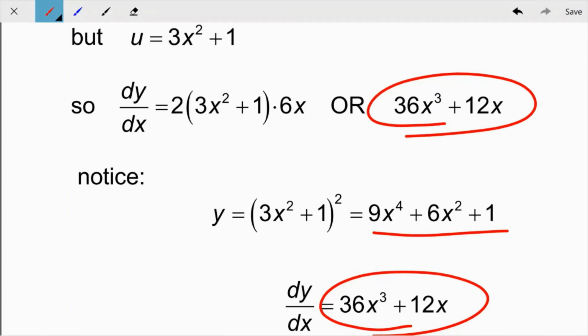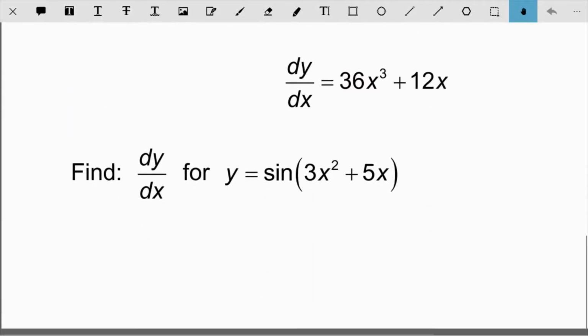Now, it does seem like the chain rule is a lot more work, and in this case, it actually was. But typically, if we use the chain rule, it's going to save us a lot of steps. And even on this problem, if I didn't go through the chain rule in the long way, you would see that the chain rule would be pretty quick and almost just as fast as foiling this out and taking the derivative.